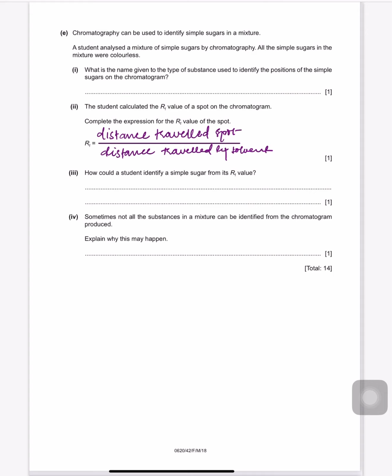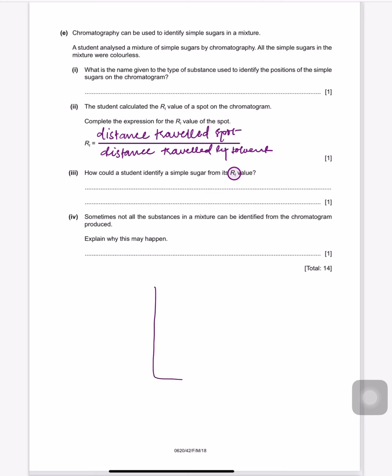Okay, now how could a student identify a simple sugar from its RF value? If the RF values of the two sugars are similar, it will tell you that this simple sugar is present in that specific sample. So by matching the RF values, if the RF value is the same, it can tell that the simple sugar is present in that sample. Sometimes not all the substances in a mixture can be identified from the chromatogram produced. Explain why this may happen.